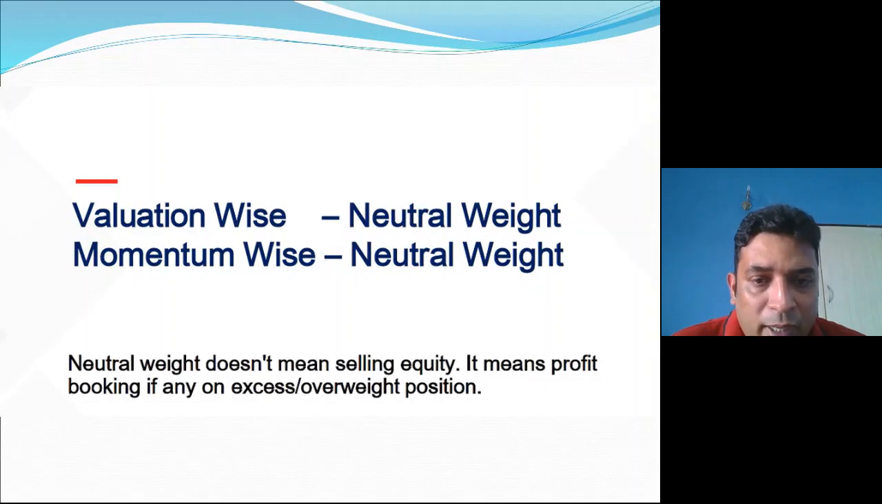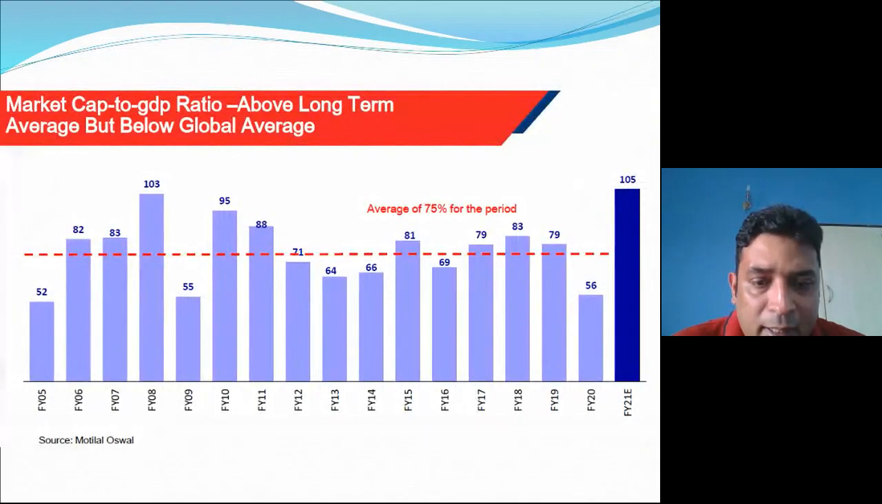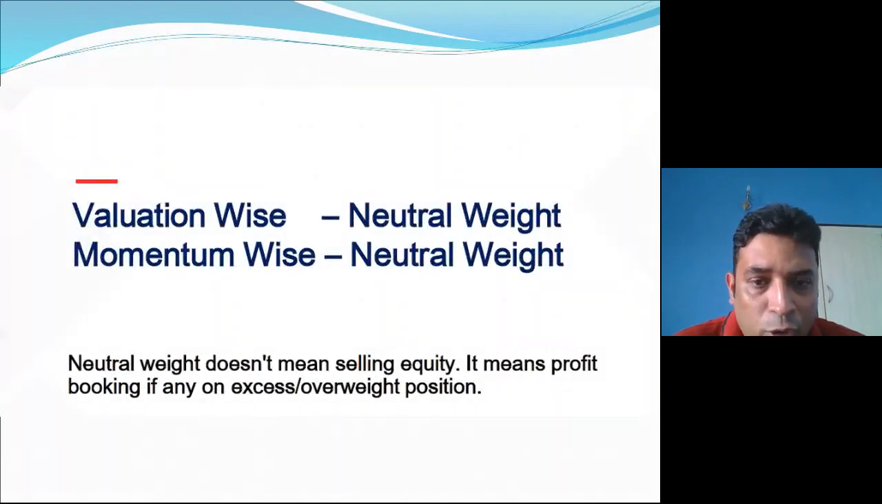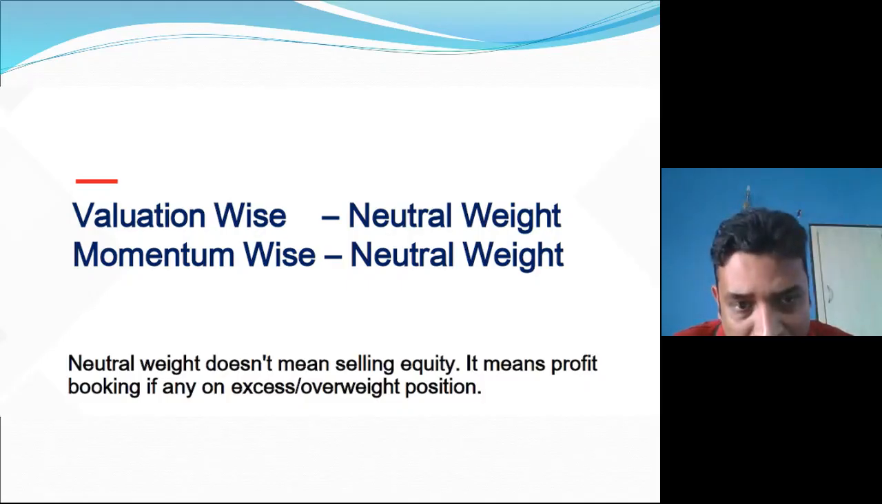Valuation wise we are neutral weight, and momentum wise we're neutral weight. Neutral weight doesn't mean selling equity, it means profit booking of any excess and overweight positions. So currently we don't recommend you to sell your equity positions, but if you have made huge profit in any equity segment, you can make some profit booking right now, and do not exit equity. That's a very important point that I want to mention out here.